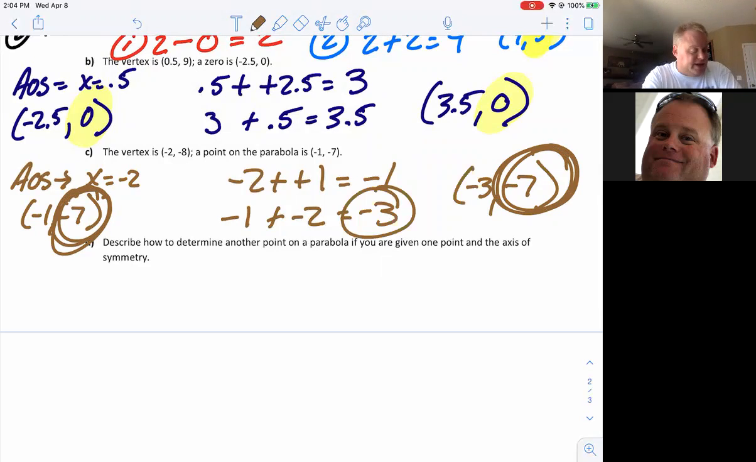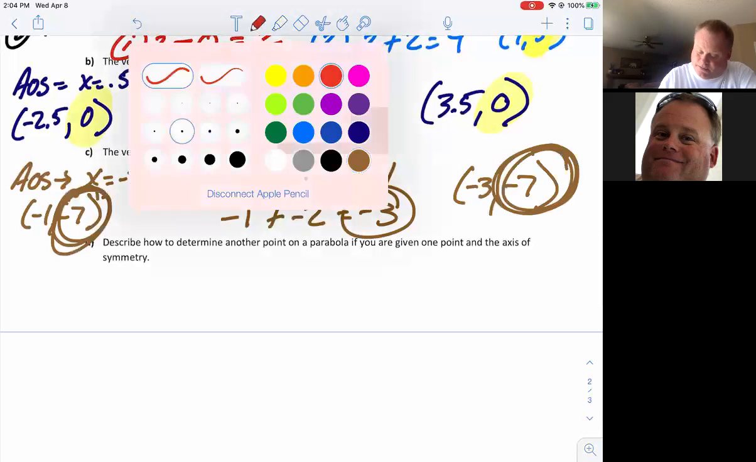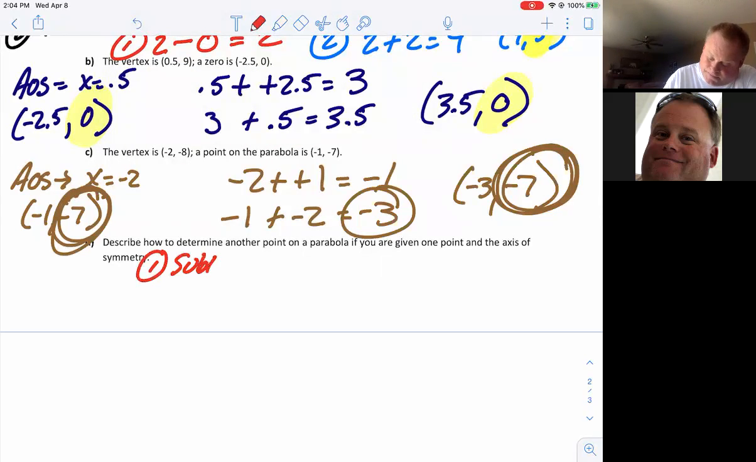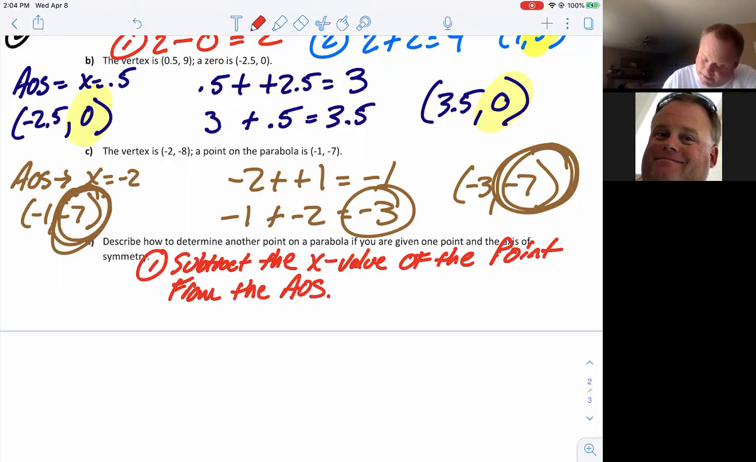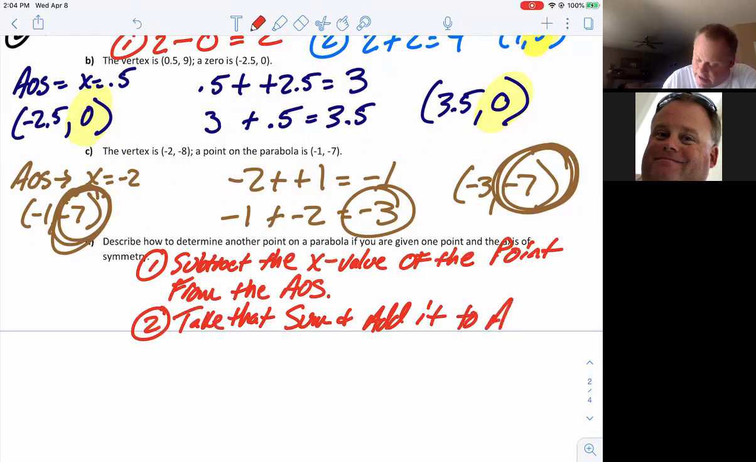Okay? Now, last but not least, it says describe how to determine another point on a parabola if you're given one point and the axis of symmetry. Well, we've done this now a couple of times, but the first step, subtract the x value of the point from the AOS. And step 2, take that sum and add it to the AOS. And there you go.